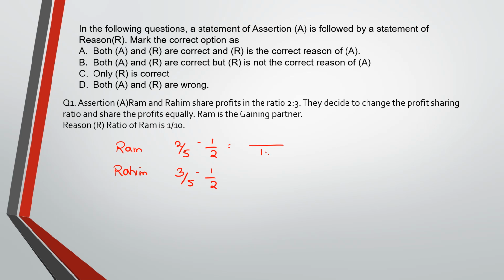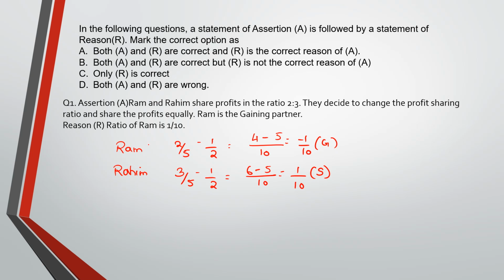So from this, if you calculate, 5 2s are 10, so 5 minus 4, 1 by 10, which is a gain here. And here if you take 2, 6 minus 5, 1 by 10 sacrifice. So from this we see that Ram is the gaining partner. So Ram is a gaining partner. So this assertion is correct.